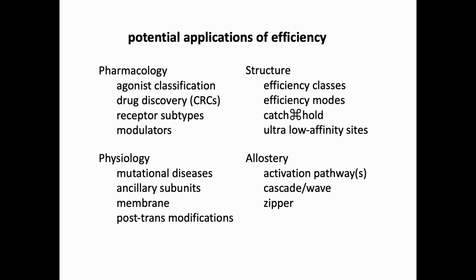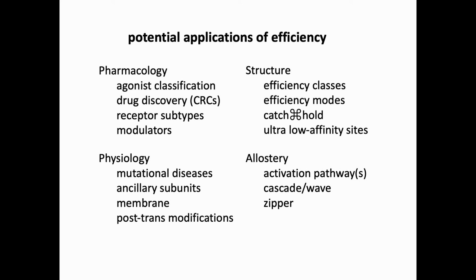And finally, I want to just show you a list of potential applications of efficiency. Of course, in pharmacology, we know it can be used to classify agonists. It may prove to be useful in drug discovery when you can compute max from EC50 and vice versa. It may be able to assign receptor subtypes based on that barcode, and perhaps modulators act by changing efficiency. In physiology, it's possible, as I showed you with a congenital myasthenic disease, that maybe that could be the common feature of mutations of certain diseases.